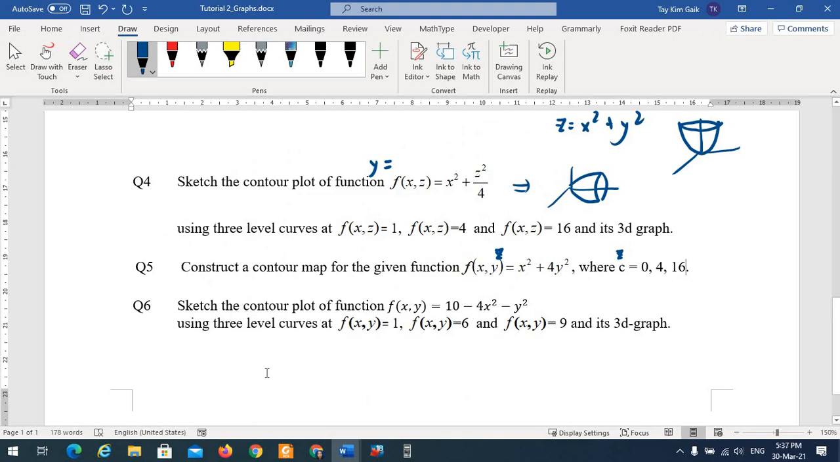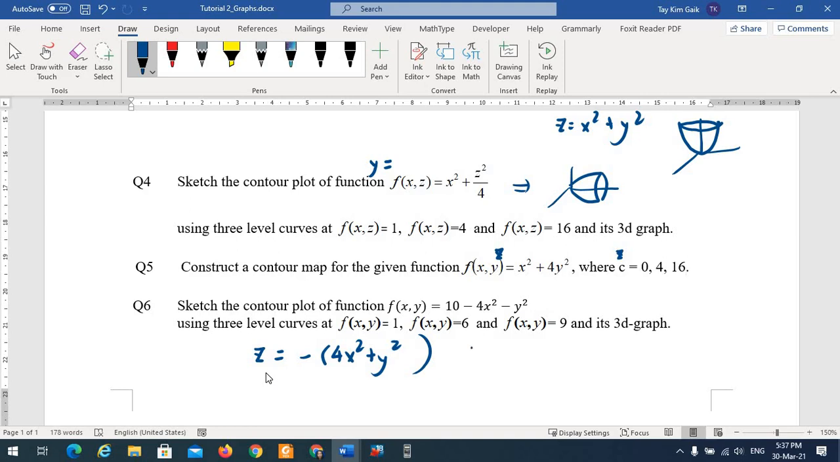It is still a bit like a paraboloid but inverted. Okay, for question 6, first of all, if you factor out the negative, ignore 10 first. 10 means later on your graph will be shifted up 10 units. So this one has a negative coefficient for x squared and y squared, not the same. So this means it is a paraboloid, but its cross-section is an ellipse.